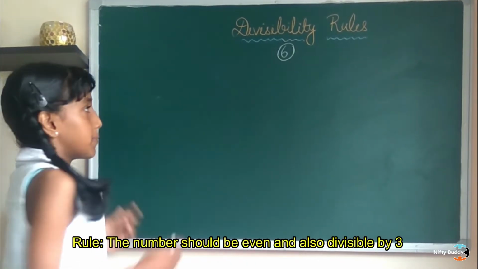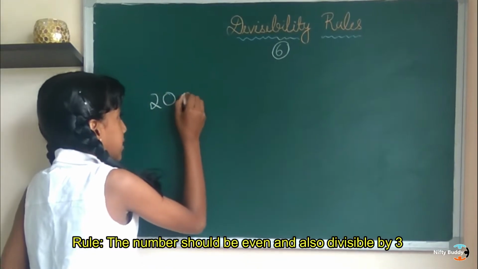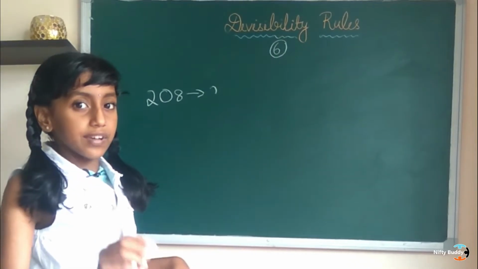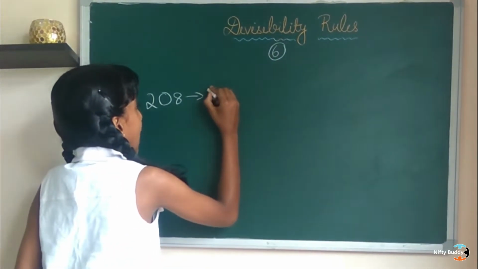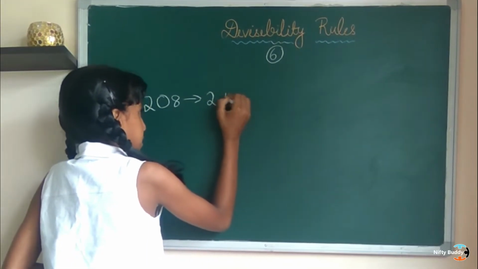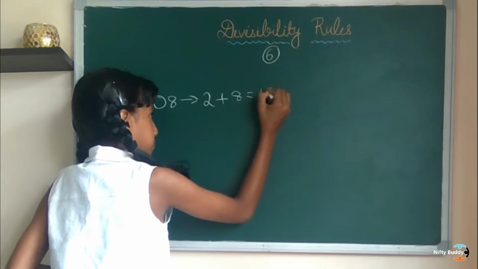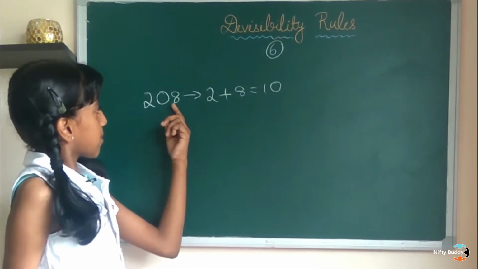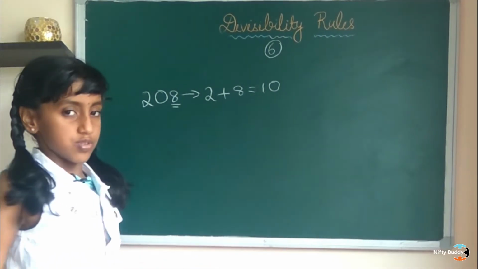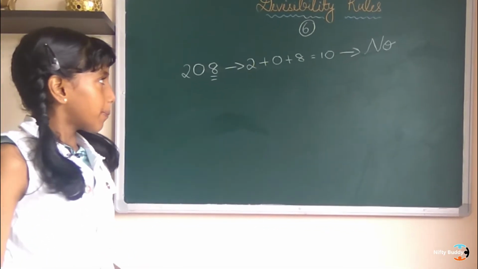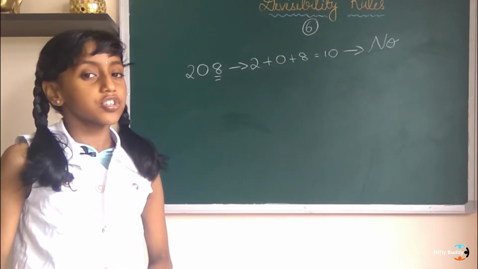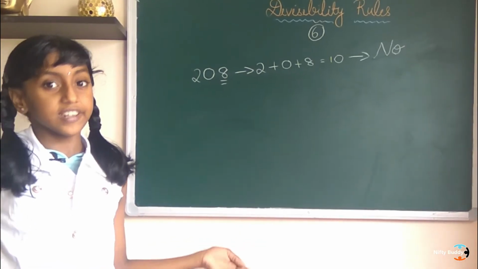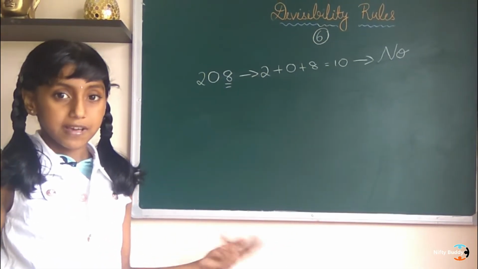Now let us look at a few examples. The first example is 208. Now, we are first finding out whether it is divisible by 3. So, I am adding 2 and 8. 10. Does 10 come in 3 tables? It doesn't come in 3 tables. The last number 8 is an even number. It comes in 2 tables. As I said before, the number 208 should be divisible by both 2 and 3. But over here, the number 208 is only divisible by 2 but not by 3. So, the number 208 is not divisible by 6 also.